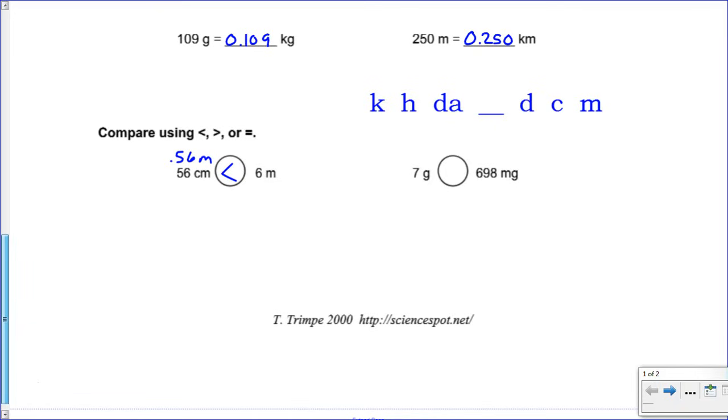For this last problem on this page, we're comparing 7 grams and 698 milligrams. For this one, I'll take 698 milligrams and convert it to grams. So we start here with milli. We jump over 3 spots to the left, getting it to its base unit. So 698, again, we're going to take the decimal place and jump it over 3 spots to the left, and we get 0.698. All right, 0.698 grams compared to 7 grams, 7 grams is going to be larger.